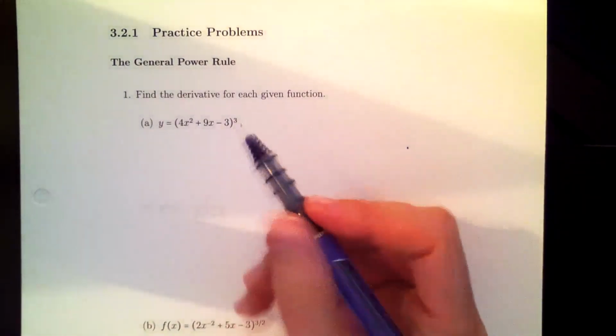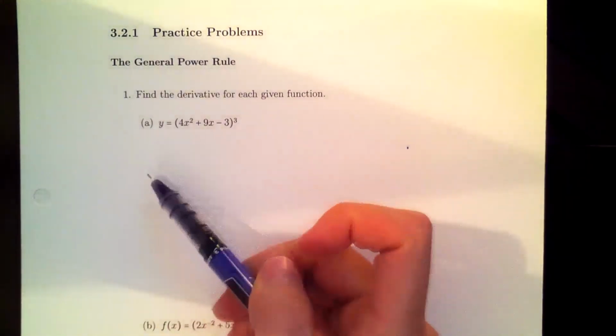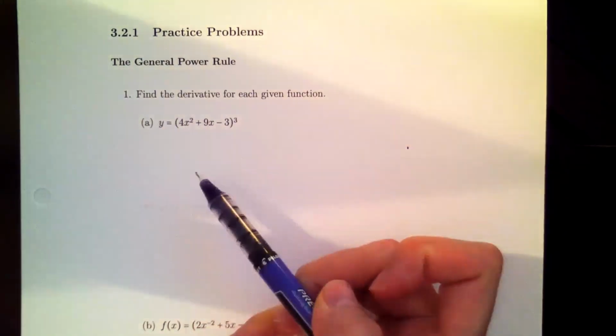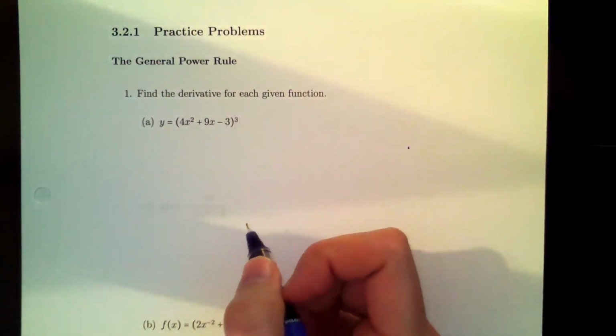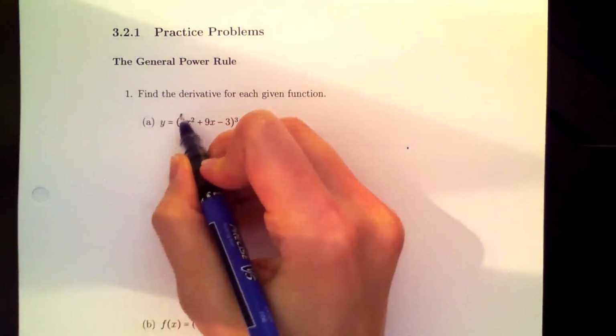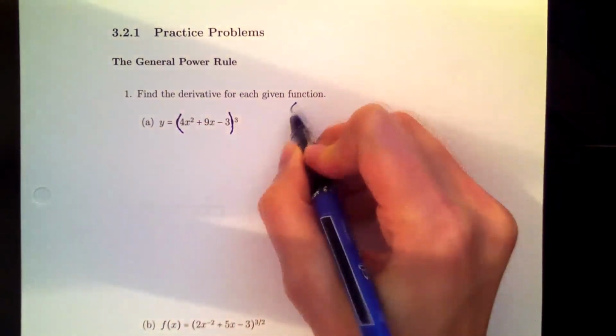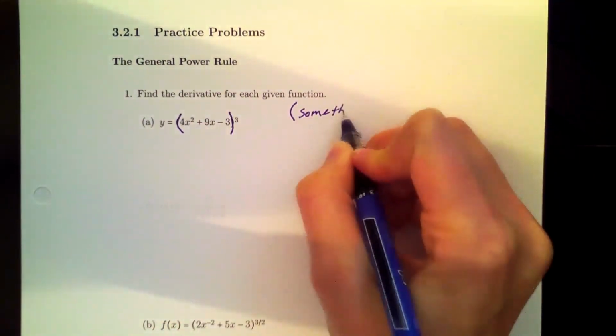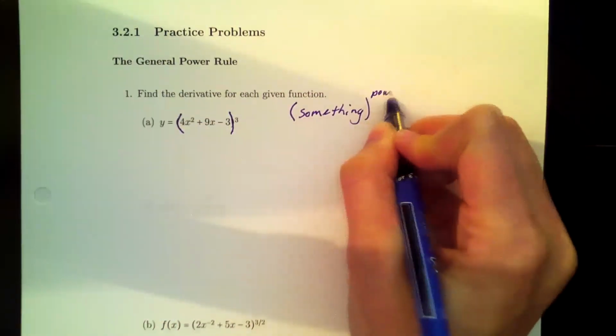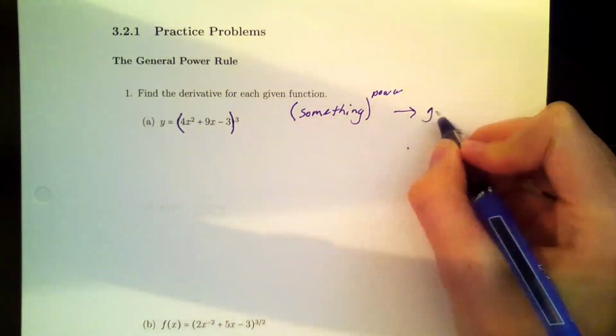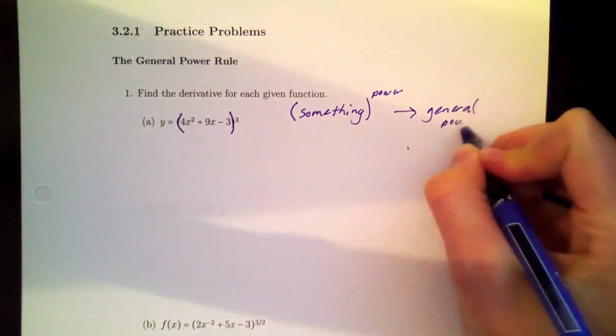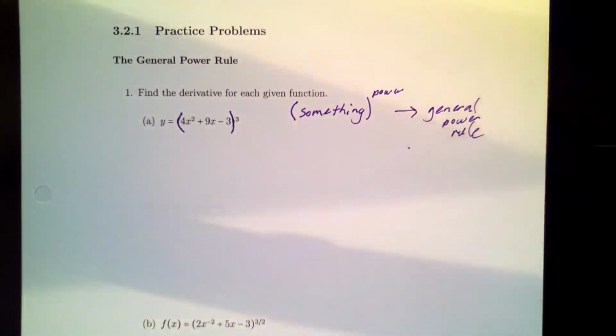So let's do problem number 1. It's broken up into parts A, B, and C. Let's find the derivative for each given function. So all we're doing is finding the derivative mechanically. When you see any function, your first question is going to be, how do I take the derivative? Is it a product? Is it a quotient? This general form is something in parentheses to a power. So when you have this classic case of something in parentheses raised to a power, you should think, okay, I'm going to use the general power rule on this, which is the new one.